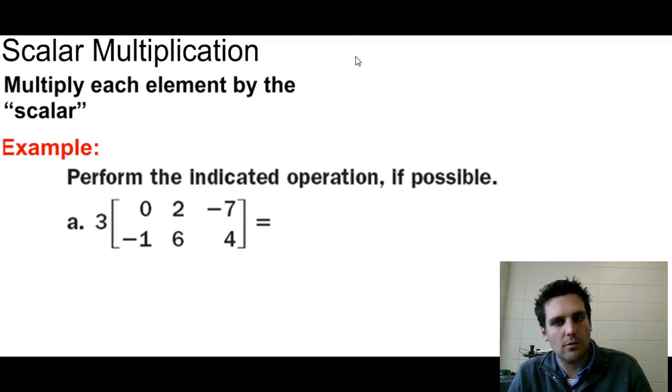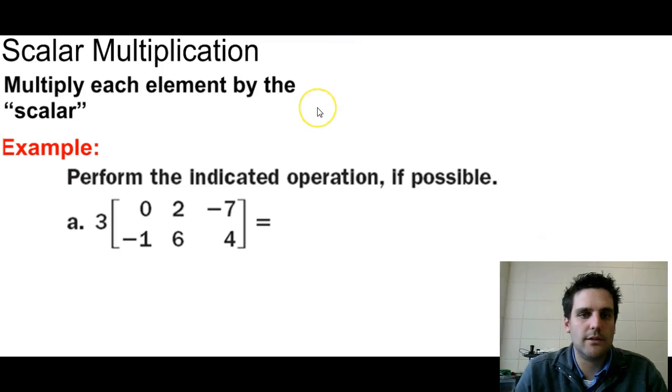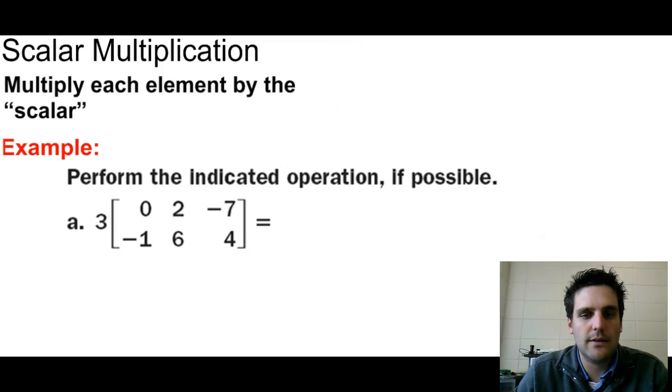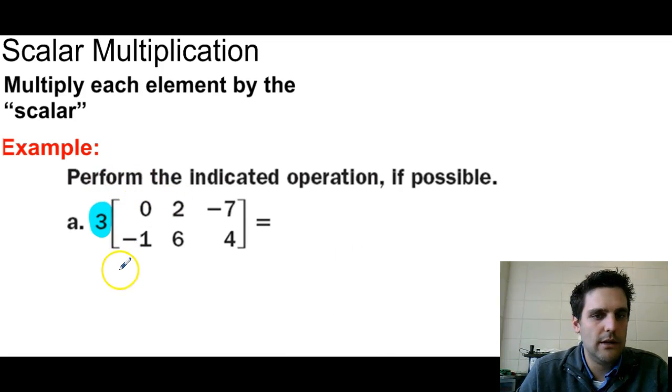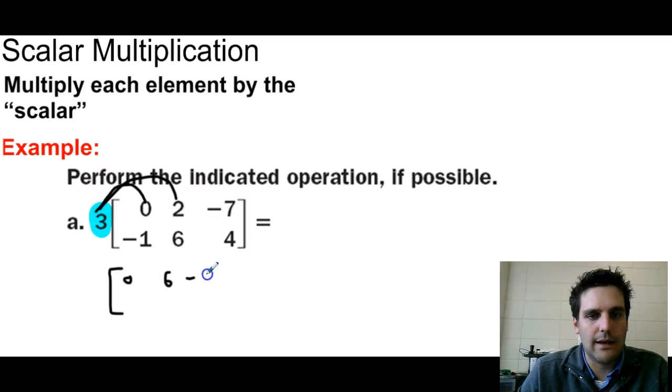The other thing that you can do pretty easily with a matrix is called scalar multiplication. And this simply is just taking something out front, like a 3, and distributing it to every element in the matrix. So this would turn into 0 times 3, which is just 0. And then 3 times 2, which is 6. And then 3 times -7, -21.